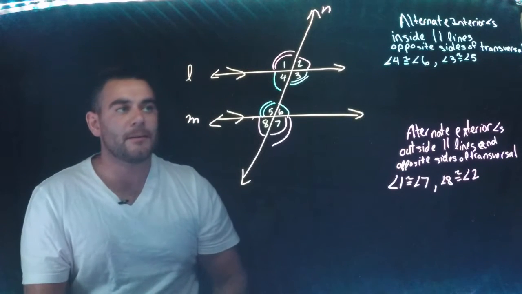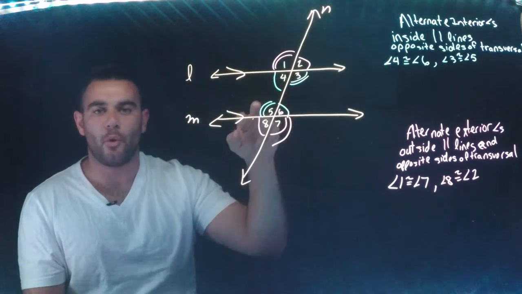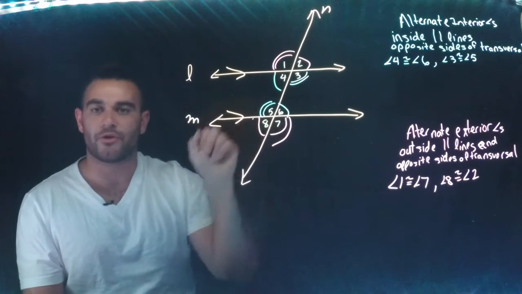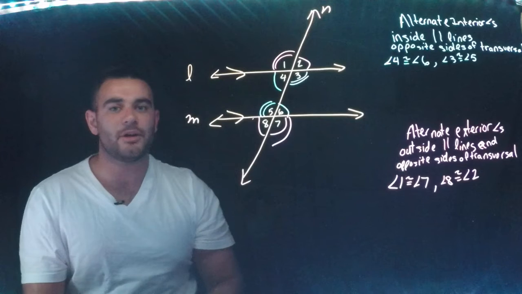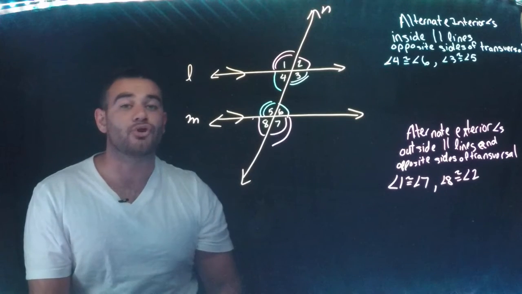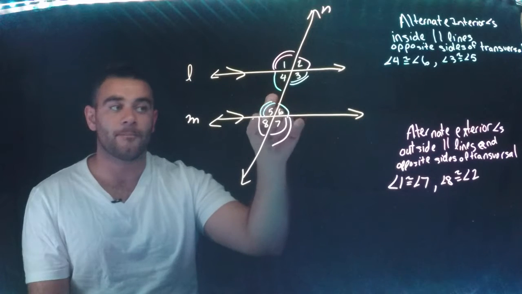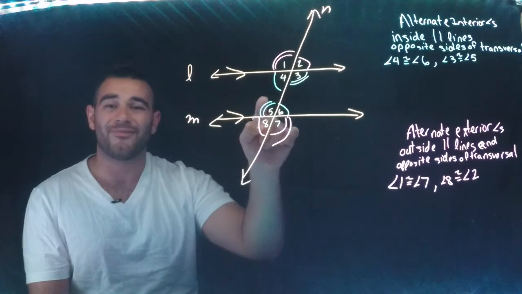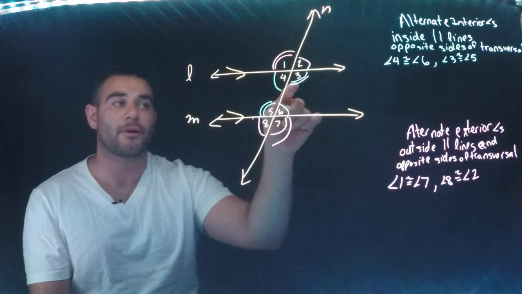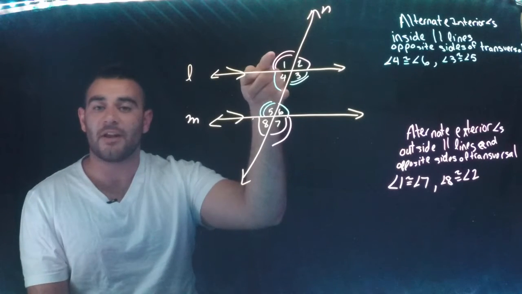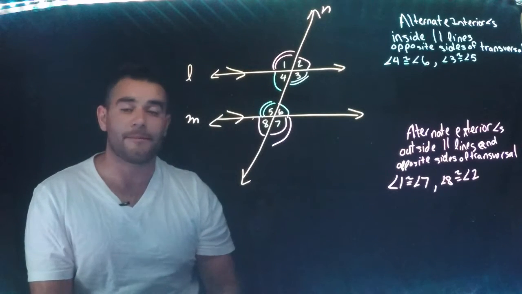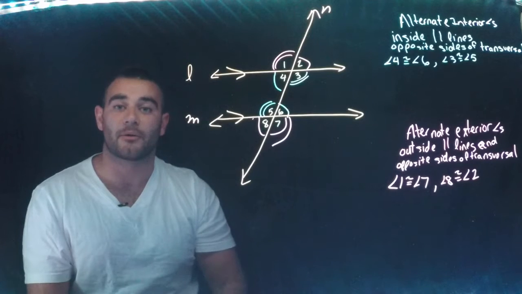Now notice that I've marked these with only one arc and these with 2 arcs. In the last video we said vertical angles are always congruent. Notice that 2 and 4 are vertical, 6 and 8 are vertical, 5 and 7 are vertical, and 1 and 3 are vertical. So I've actually indicated that those are also congruent, right? And that's because vertical angles are always congruent.